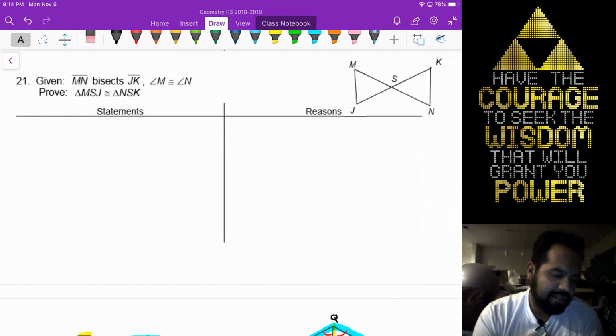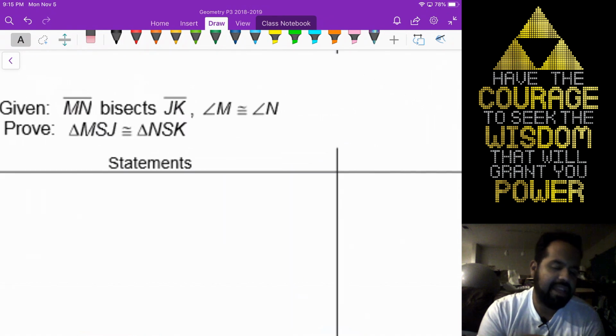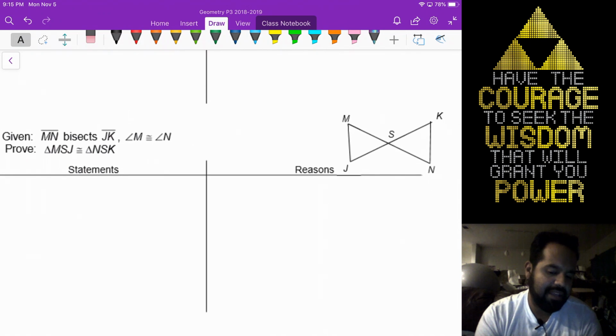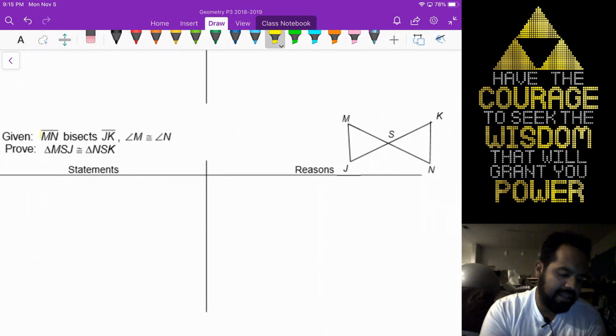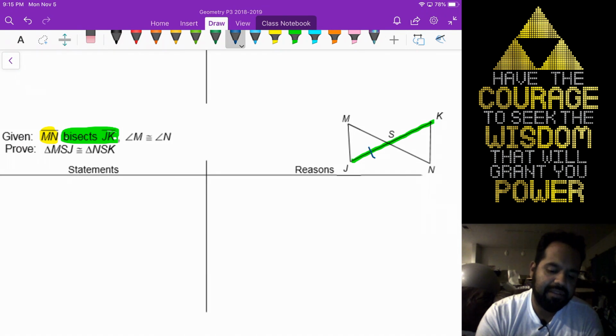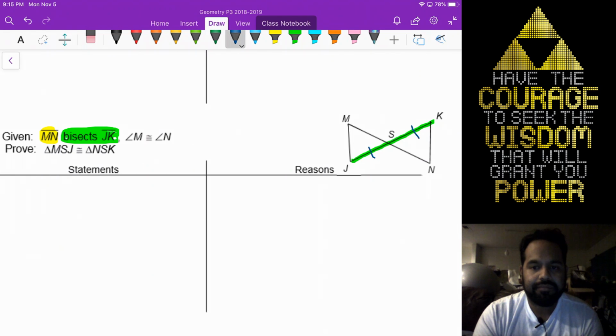Yeah. So, Eob, to number 21, hopefully this will help you. Oh, hey, look at that. We're going to go right to what I just talked about. MN is bisecting JK. Now, to be clear, MN is not getting cut in half, only JK is getting cut in half. So only this line is going to receive those tick markings.